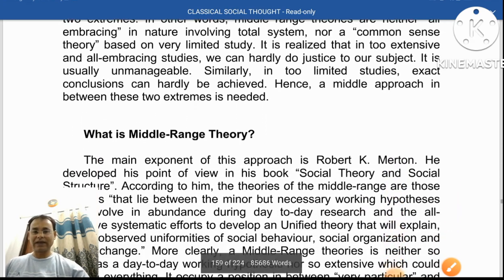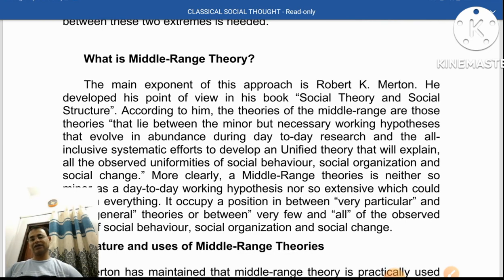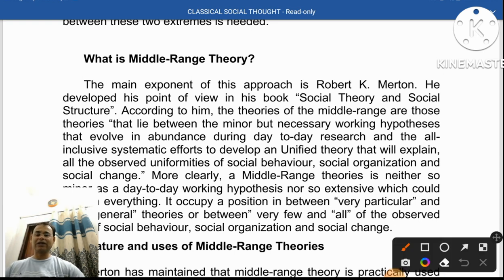So here we will talk about what is middle range theory. The main exponent of this approach is Robert Merton. He developed his point of view in his book Social Theory and Social Structure. According to him, the theories of the middle range are those theories that lie between the minor but necessary working hypotheses that evolve in abundance during day-to-day research and the all-inclusive systematic efforts to develop a unified theory that will explain all the observed uniformities of social behavior, social organization and social change.